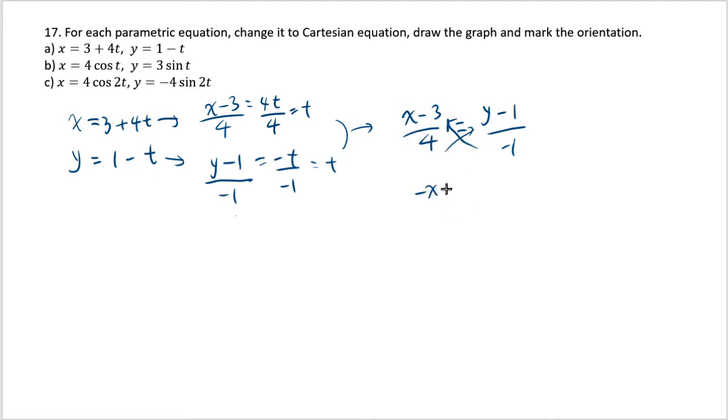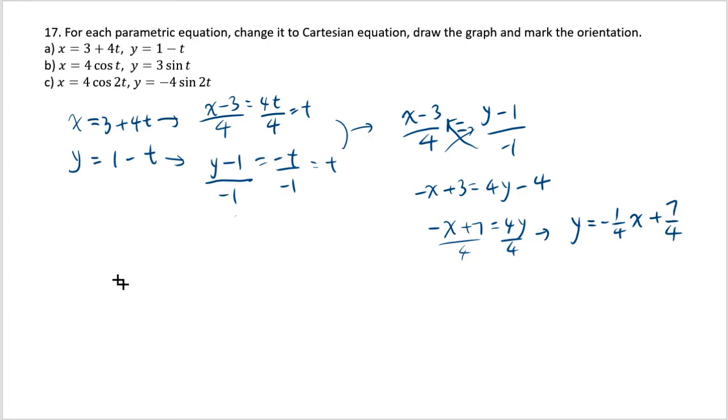So it's -x plus 3 equals 4 times y minus 4. And then add 4, so -x plus 7 equals 4y, and then dividing by 4 again. That gives you y equals -1/4 x plus 7 over 4. Now that's not so hard to draw.